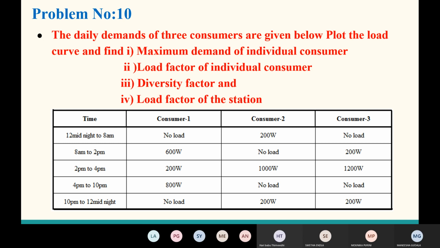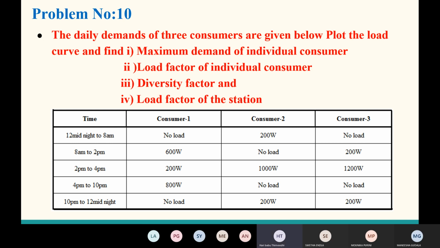From 8 a.m. to 2 p.m., 600 plus 200, both are added, so 800 watts. Then from 2 to 4 p.m., 200 plus 1000 plus 1200, that is 2400, the maximum value. So 2 to 4 is the maximum.